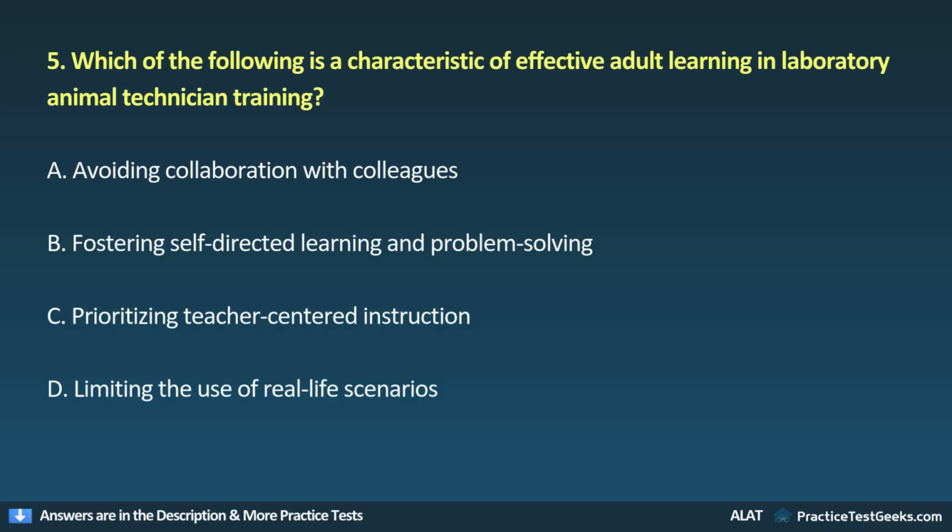5. Which of the following is a characteristic of effective adult learning in laboratory animal technician training? A. Avoiding collaboration with colleagues. B. Fostering self-directed learning and problem-solving. C. Prioritizing teacher-centered instruction. D. Limiting the use of real-life scenarios.